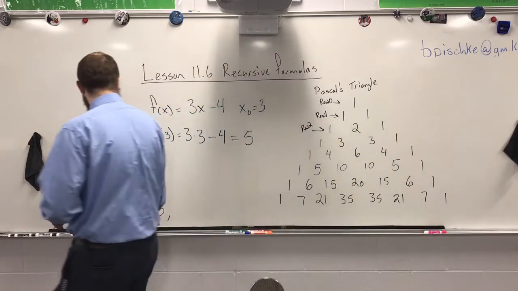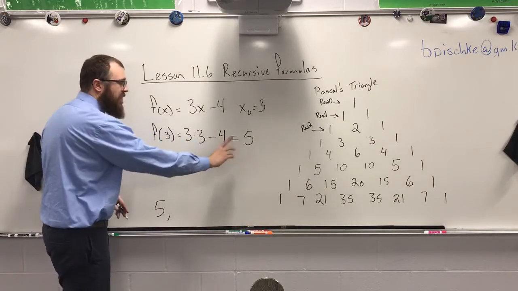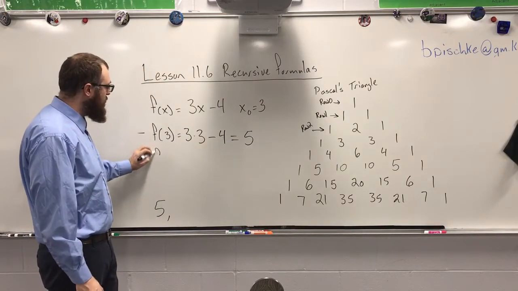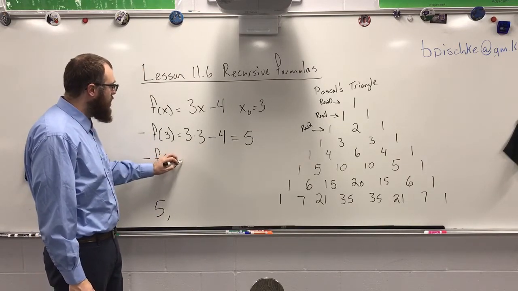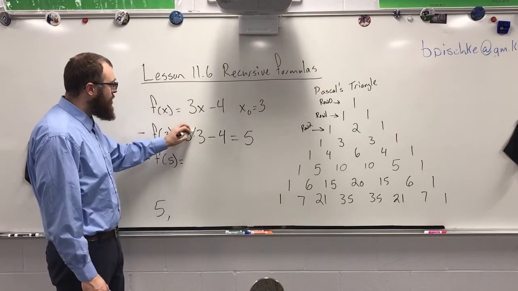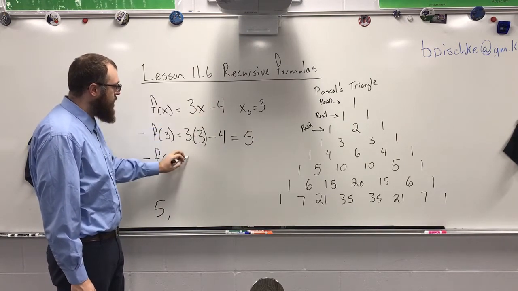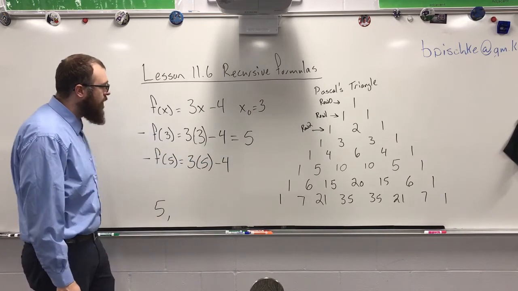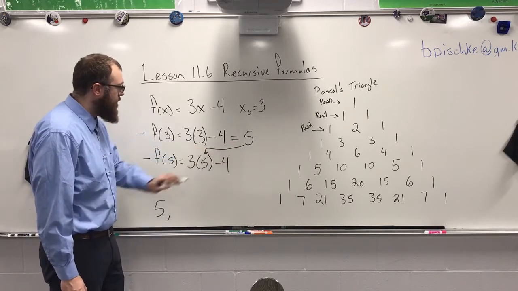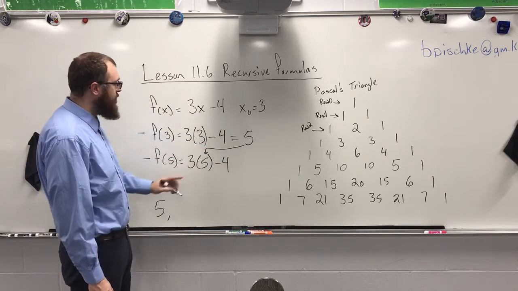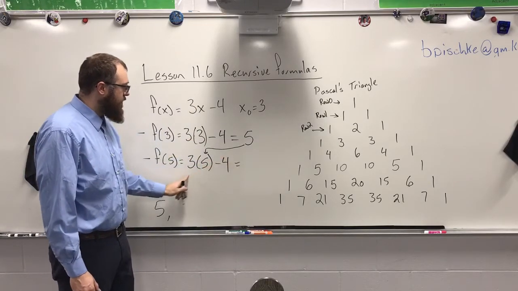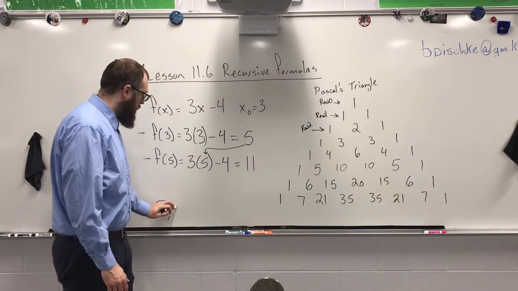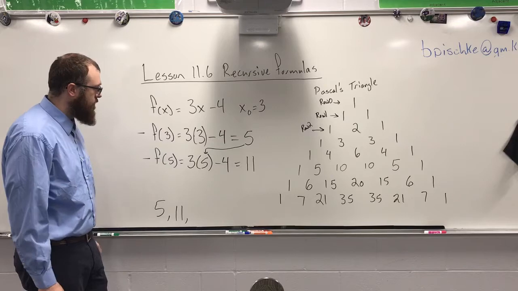Our first solution was 5. That is the new number we're going to plug in for x. So when I go to find my next solution, I'm going to do f of 5 rather than f of 3. But my formula is the same: 3 times 5 minus 4. All I do is put this new answer back into x in the formula. 3 times 5 is 15, minus 4 gives me 11. 11 is my second answer.